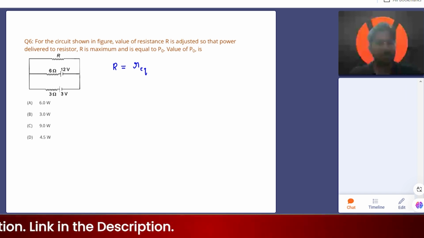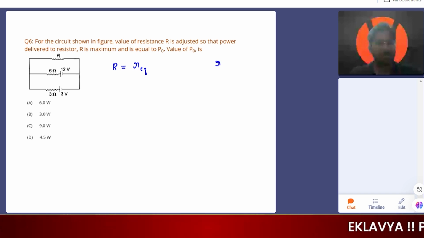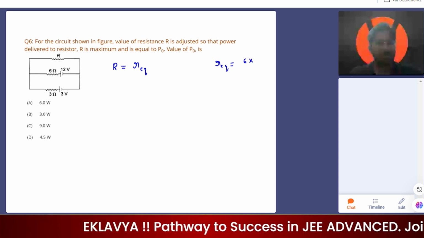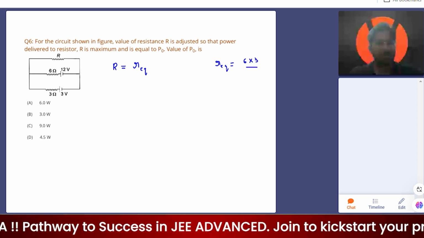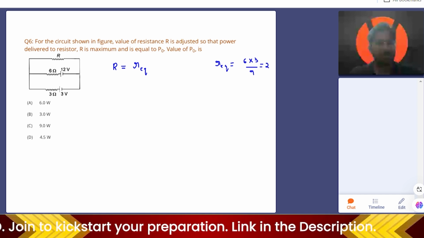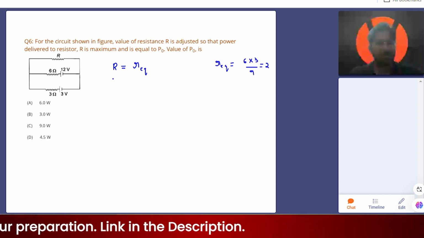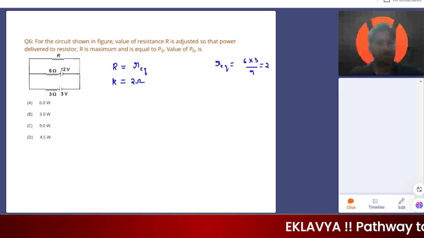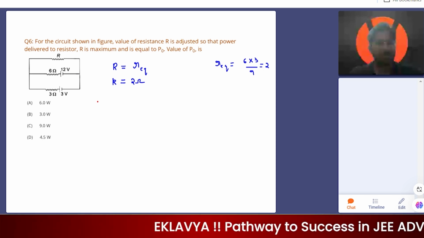So from here, the internal resistance is 6 ohms and 3 ohms, both in parallel combination. Let us analyze the equivalent internal resistance. Both are parallel, so it will be 6 into 3 divided by 6 plus 3, that is 9. So overall this will give us 2 ohms. Therefore the external resistance value must be equal to 2 ohms. But how will that solve our problem? We wanted the power value.